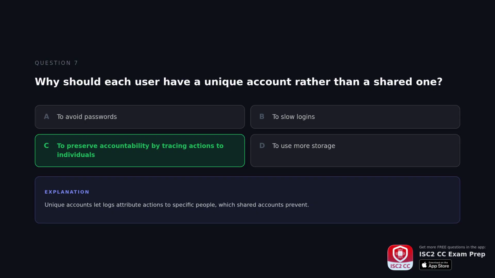The correct answer is to preserve accountability by tracing actions to individuals. Unique accounts let logs attribute actions to specific people, which shared accounts prevent.